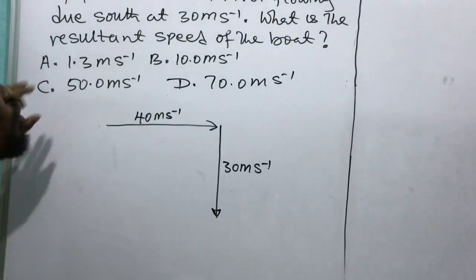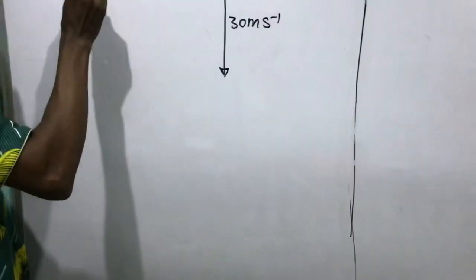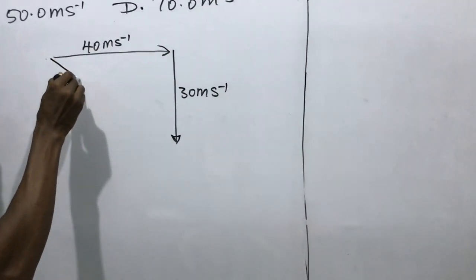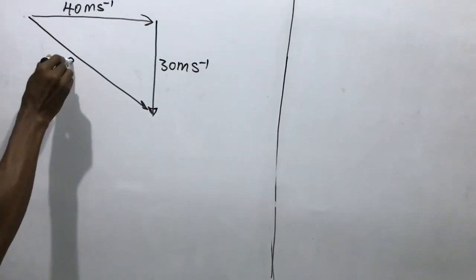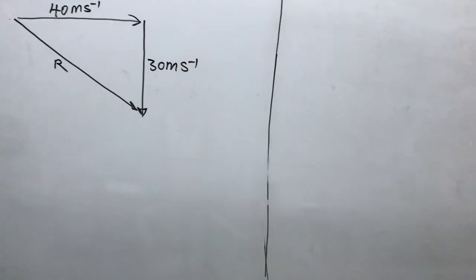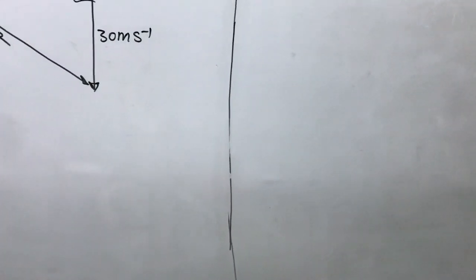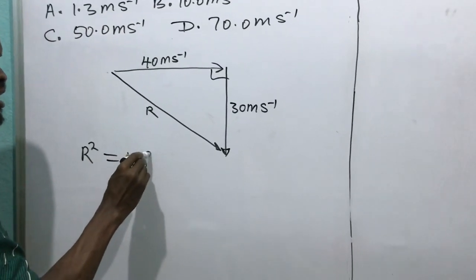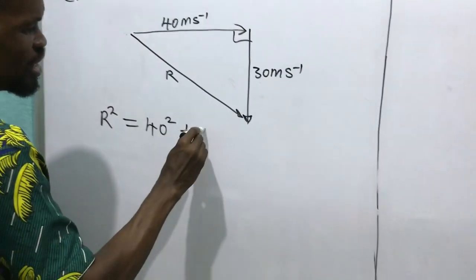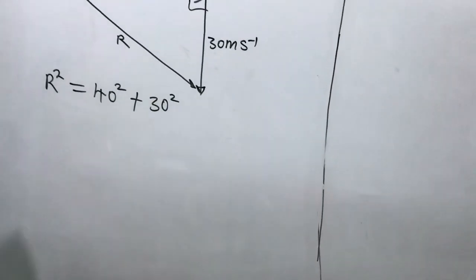They now ask me to calculate the resultant speed of the boat. The resultant speed of the boat is this. Look at the resultant speed coming over here. I can now say by Pythagorean theorem, this is 90 degrees. Resultant speed is equal to 40 squared plus 30 squared. That's what it means.